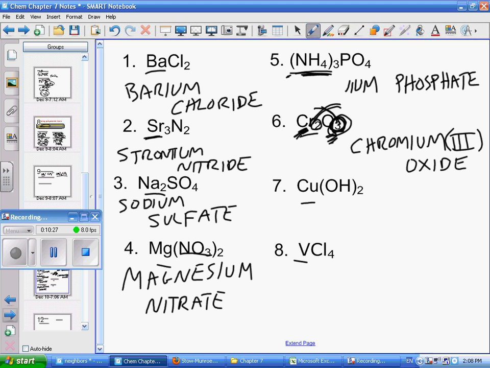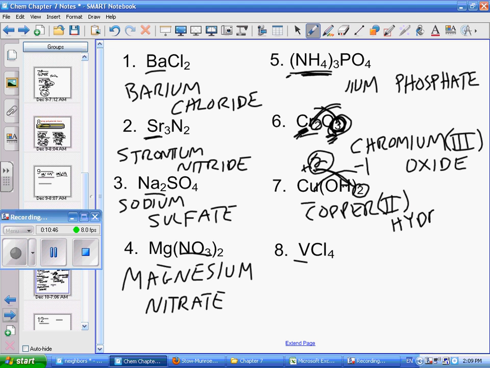Same thing. Again, I cross the charges down. So therefore, what's the charge on copper? It's got to be plus 2. And the charge on hydroxide has to be minus 1. So therefore, this is copper, and you name the charge, 2 hydroxide.